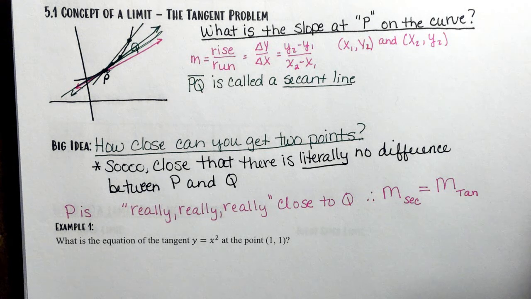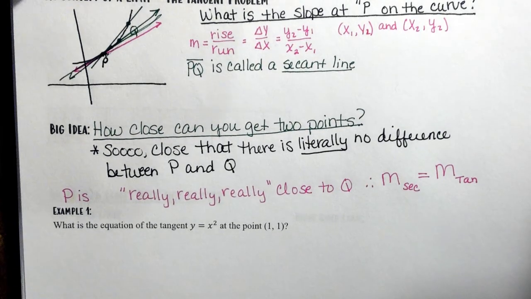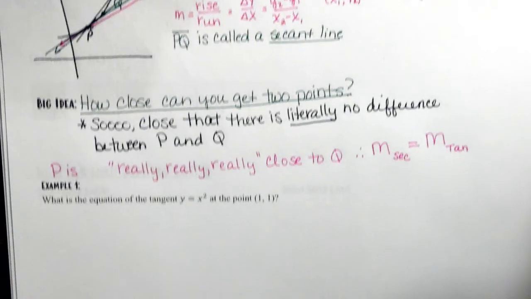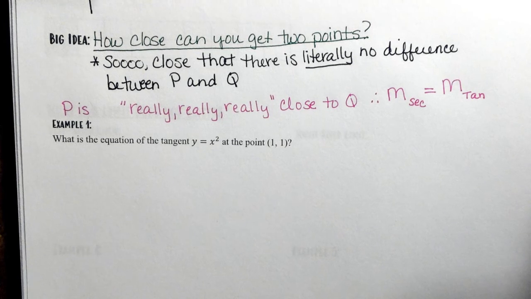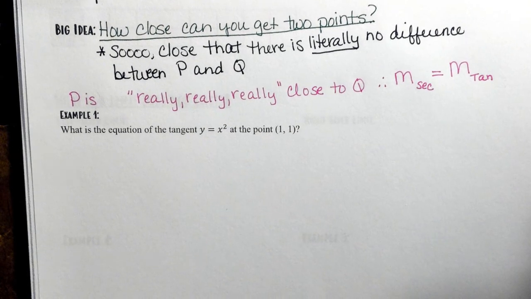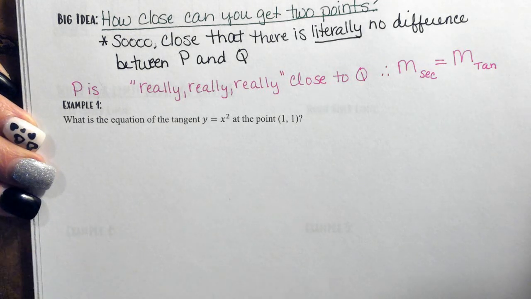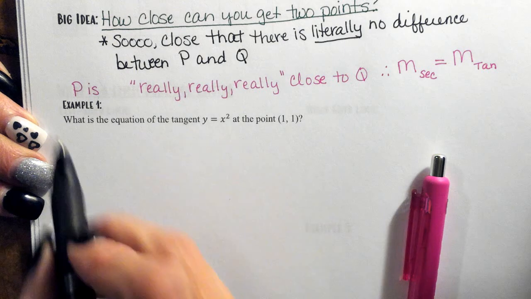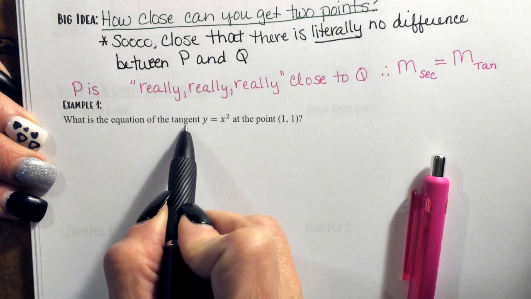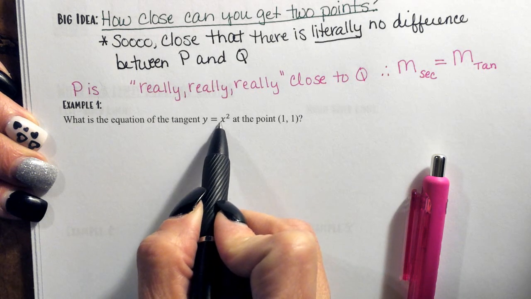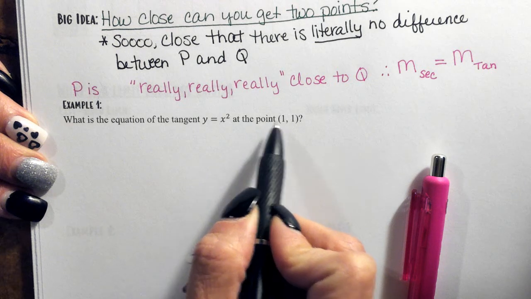So you're like, okay, is that really math that you're talking about there? Really, really, really, and literally no difference? Yes. And so what we're going to do is use some algebra. We're going to use, actually, I said that backwards. We're going to use a little bit of calculus and a whole lot of algebra to get there. So let's draw this picture on this one. What is the equation of the tangent of y equals x squared at the point 1, 1?